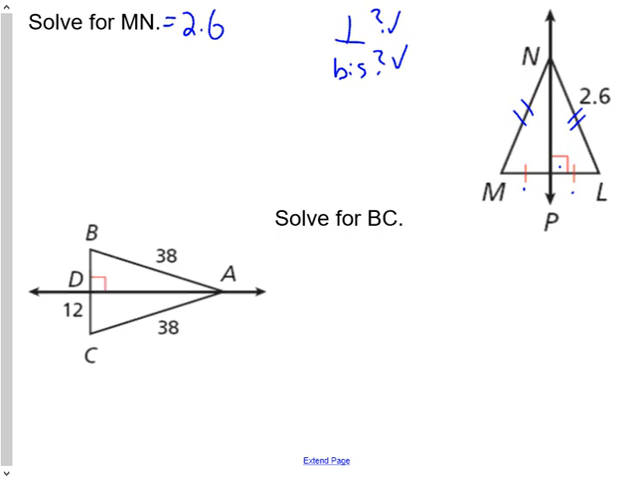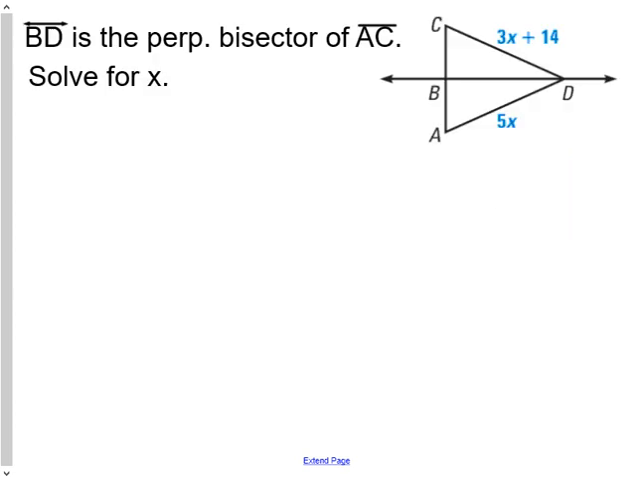Next one is dealing with the converse. It says solve for BC. We've got 38 and 38, therefore this is a perpendicular bisector, so these must also be equal. So I have 12, but what is BC? Right, BC is here to here, so I've got two 12s, so 2 times 12 gives me 24 as the length of BC. If you ever run out of time to write some of the notes down, feel free to pause to make sure you get it all written down.